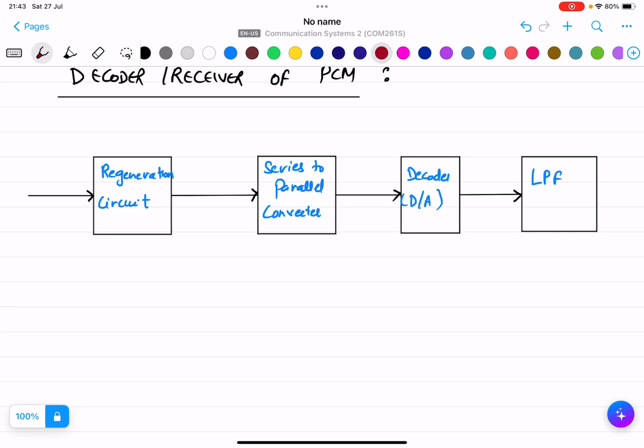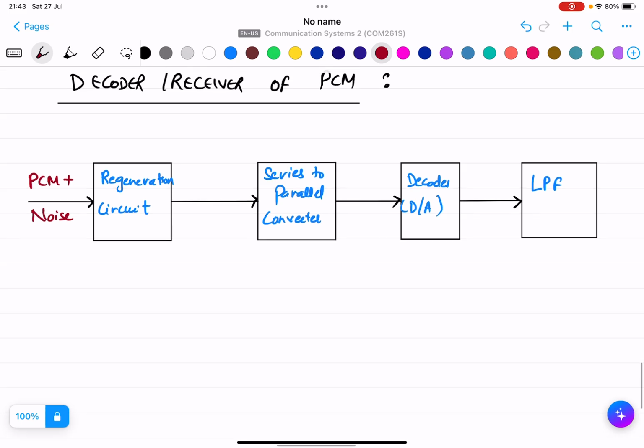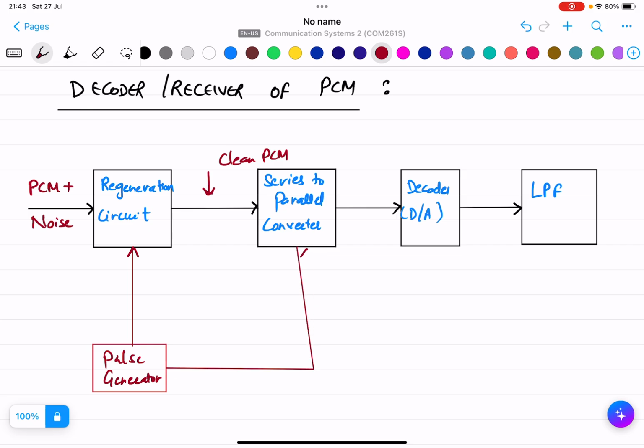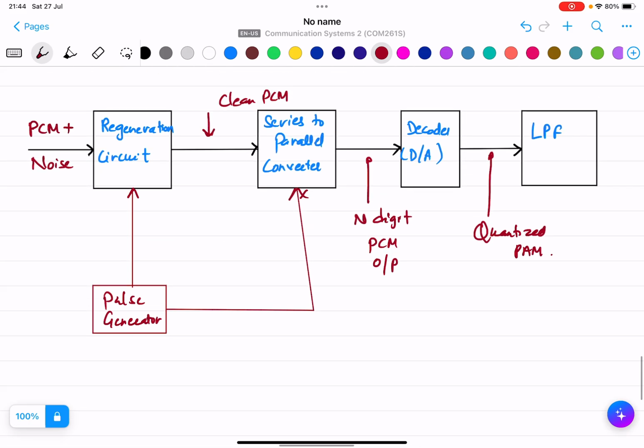Here the input is basically PCM plus noise, a corrupted PCM signal. It goes to the regeneration circuit, which gives clean PCM. Then it goes to the series to parallel converter, and a pulse generator is also connected to it, as in every circuit we have done. From here we get the n digit PCM output, and from here we get the quantized PAM. So this is basically the receiver of PCM. You just need to remember the block diagram.